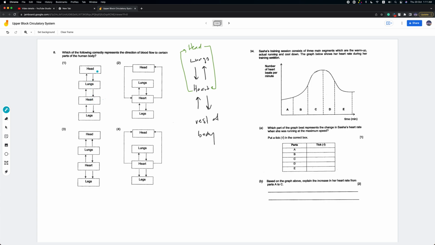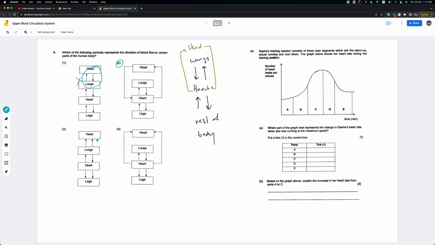Here we can see the head goes to the lungs. So nope, that is wrong, because everything will go to the heart. Okay, and then from the heart will go to every part of the body, which is what is demonstrated here. Legs go to the heart, heart goes to the legs, heart goes to the lungs, lungs go to the heart, head goes to the heart, and the heart goes to the head. So the answer for this is practically number 2, but let's check the rest.